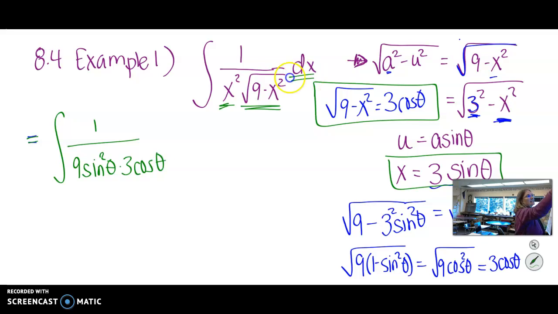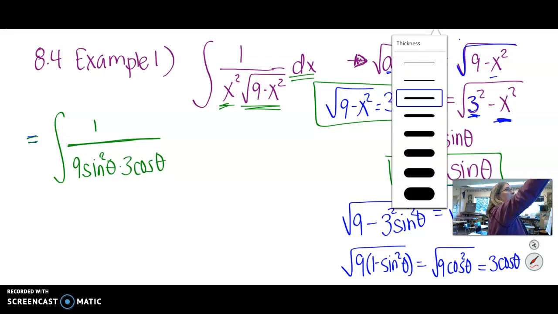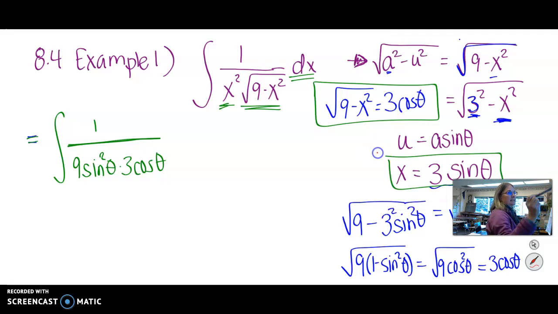And then we have dx here that we need to replace with something in terms of theta, because our integrand is in terms of theta. We need what we're integrating with respect to also be in terms of theta. So now what we need to do is figure out what dx is. We have x here, so dx is equal to, we have a constant times a function, leave the constant, times the derivative of the function, we have dx is equivalent to 3 cosine theta d theta.